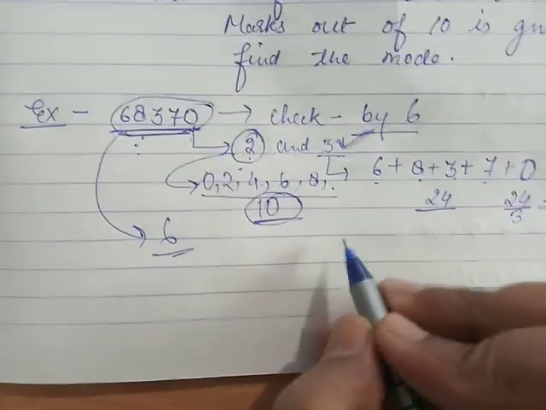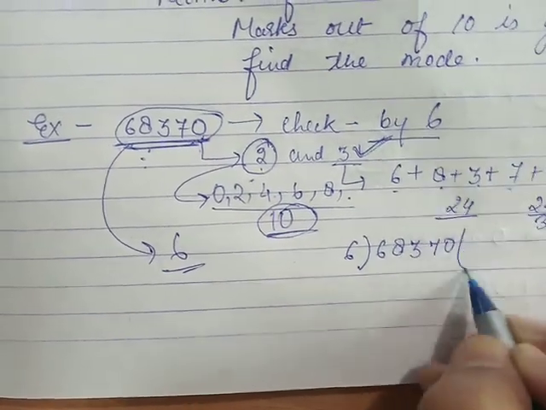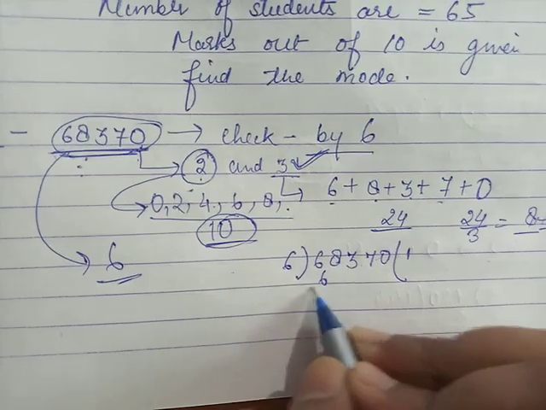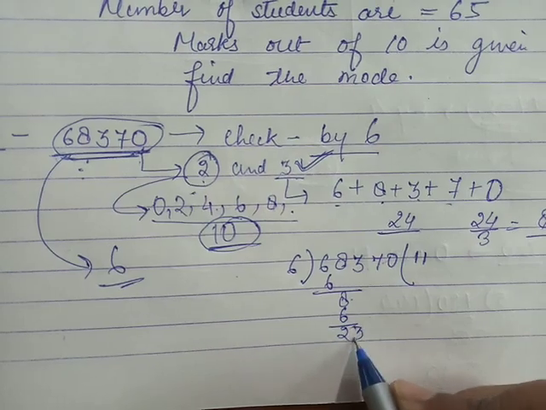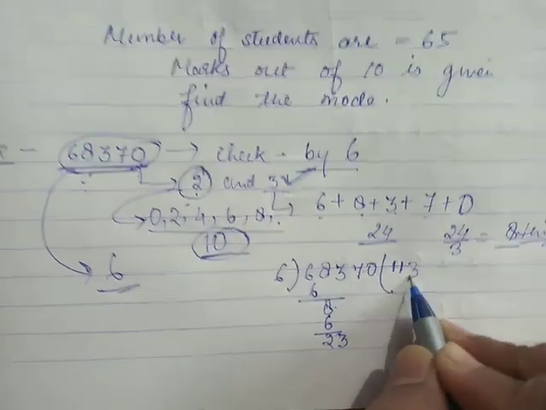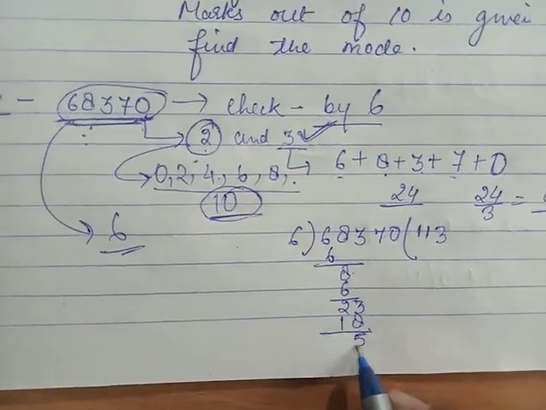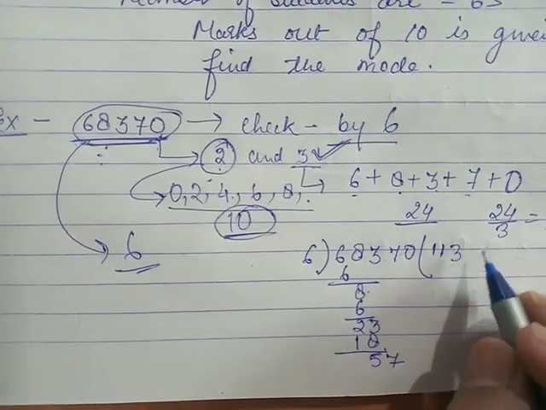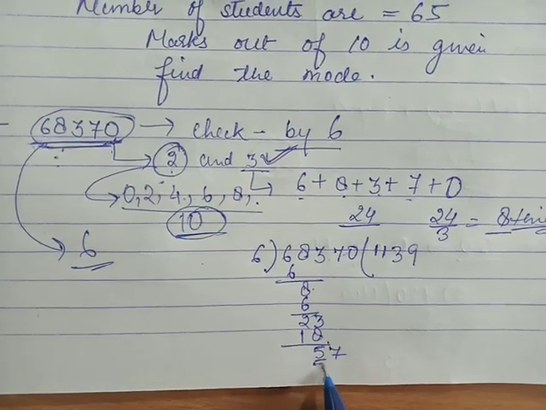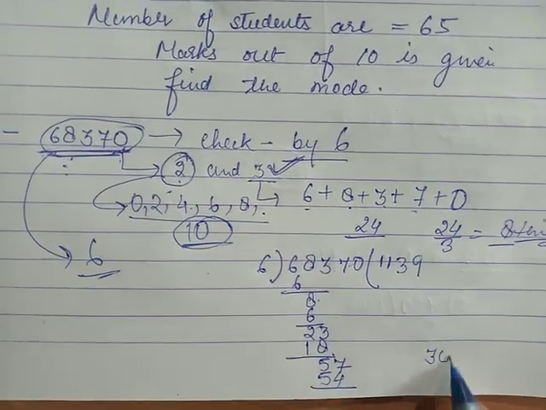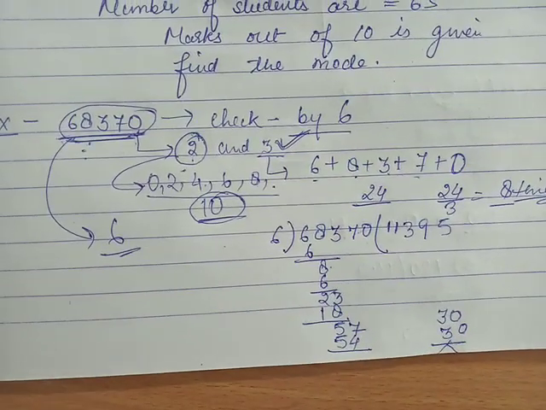Let's see by dividing. Okay, 68370 divided by 6. 6 goes 1 time. 8, 1 time it will be 6, then 23, in 3 times it will go, that will be 18, then after that we have 57, 9 times it will go, 54, and we have 30 in the last, and 5 times 30 will be divided. Okay, so this number is divisible by 6.